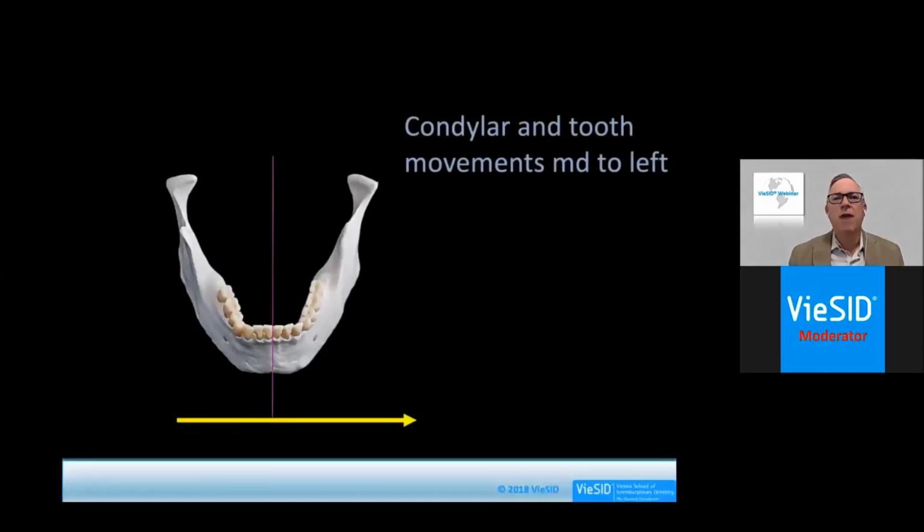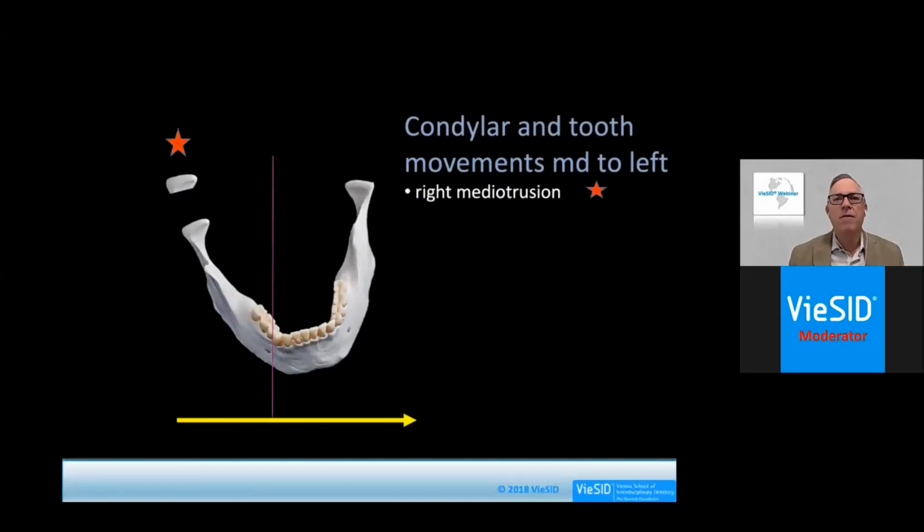We see in this graphic the mandible, and it's going to make a movement to the patient's left. This is a movement of the right condyle towards the midline and is defined as right mediotrusion or mediotrusion right. If the mandible went to the patient's right, the left condyle would be deemed to be a left mediotrusion or mediotrusion left.